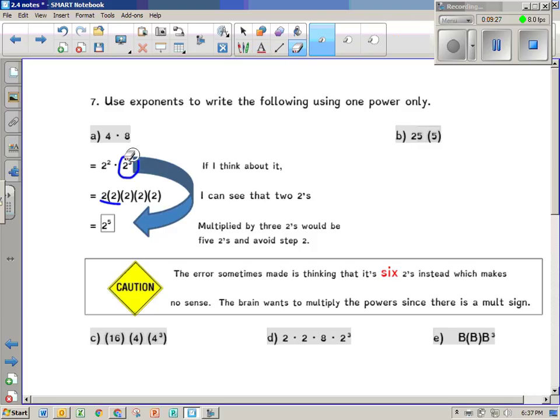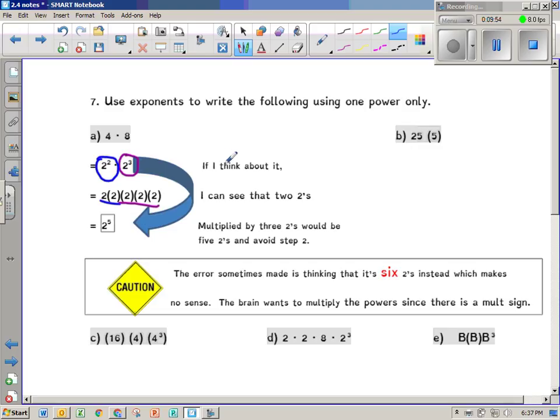Let me back up for a second. Let's say this one, 2 to the 3rd, that's these 3 right here. Let's circle this one in blue. So you can see that if you take these 3 plus these 2, you've got 5 2's being multiplied together. Well, that's represented 2 to the 5th.